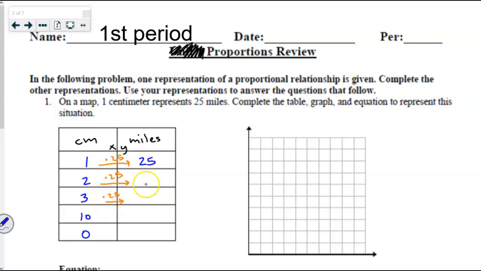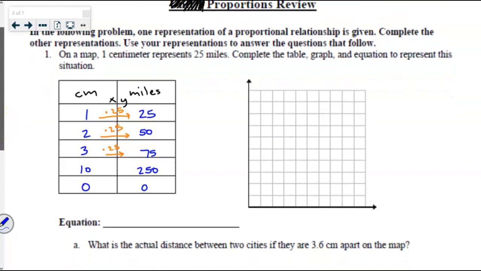1 centimeter is 25 miles. 2 centimeters is going to represent 2 times 25, which is 50 miles. 3 times 25 is 75 miles. 10 times 25 is 250 miles. And 0 times 25 is 0 miles. So we can see that this represents the origin, that point (0, 0). So it is going to go through the origin.